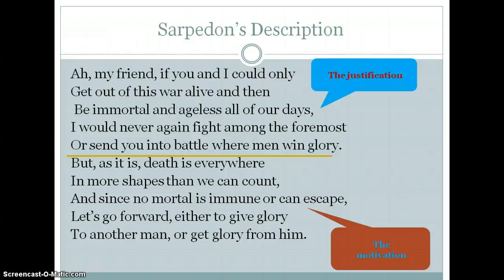The idea of giving glory to another man means that man could kill us and gain glory from us, but perhaps we'll get some from another person. This is how battle is for the Greeks and the Trojans in this particular setup.